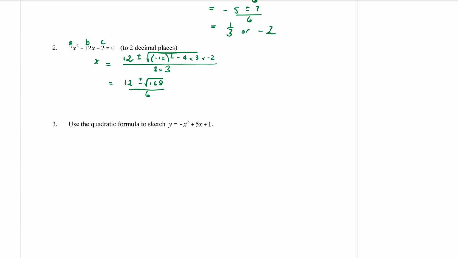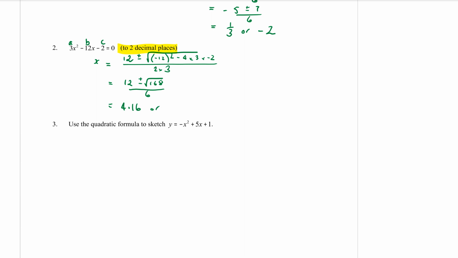Depends on what the question says. If it asks for an exact solution, we would leave it there or try to simplify the surd down possibly. But this one did say that we want 2 decimal places. So at this stage, you would then type those solutions into your calculator. You would go 12 plus square root of 168 over 6, and you would get 4.16 to 2 decimal places.